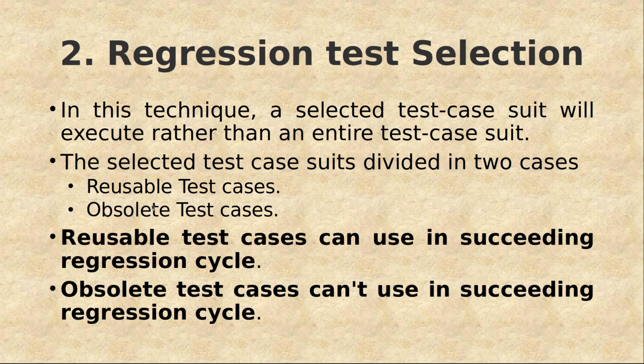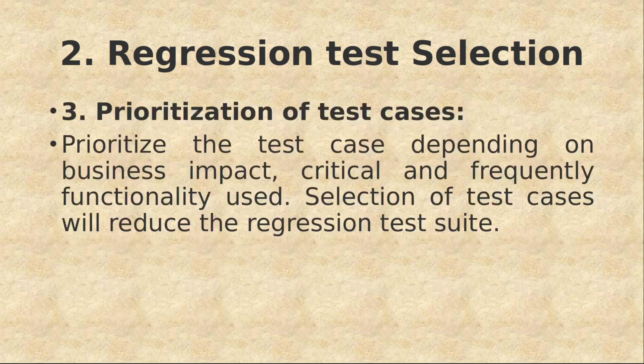Then regression test selection. Regression test selection consists of two types of test cases: reusable test cases and obsolete test cases. Reusable test cases can be used in succeeding regression cycles. Obsolete test cases cannot be used in succeeding regression cycles. Then prioritize test cases. We take the primary test cases first, and after that we do the next thing.